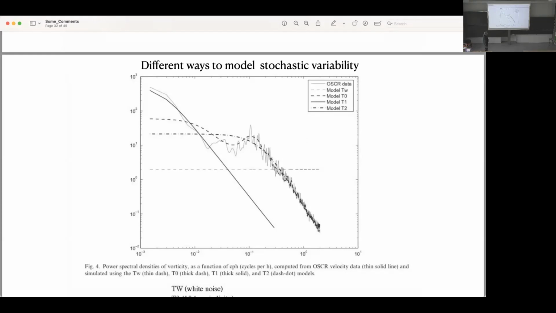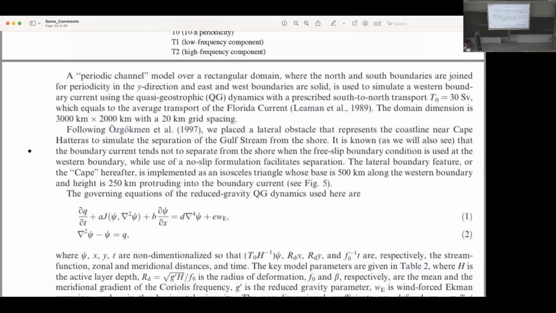And then we have model T1 that models the low frequency, and model T2 that models the high frequency really well. So there are different stochastic models we could apply, and then in the research game we try to decide which one does the best. So, a QG model, very simple. We did a few different geometries in this.